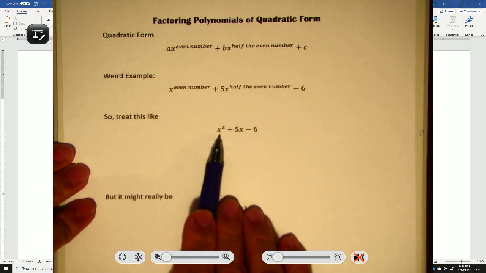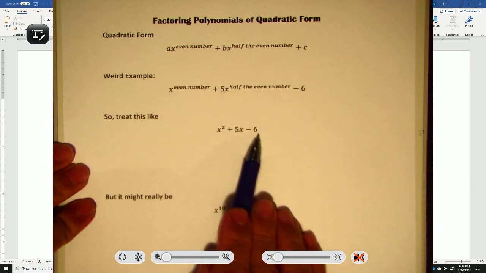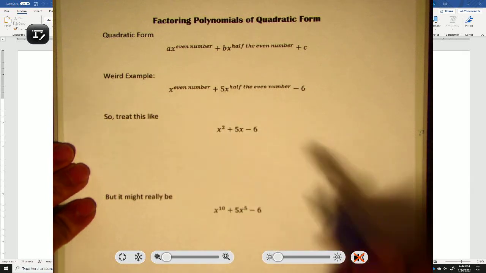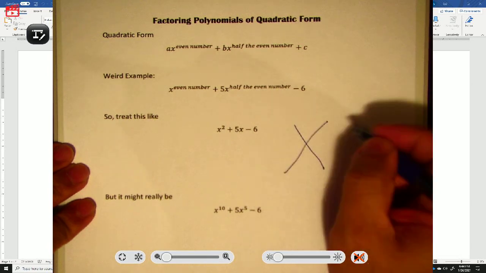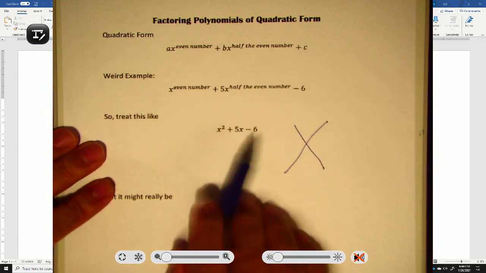2 is the lowest even number. So this has that form, x to the second plus 5x minus 6. So this is a quadratic, and we can factor like this. If you can factor without this, that's fine. I'm just reminding people. So here we have a negative 6.